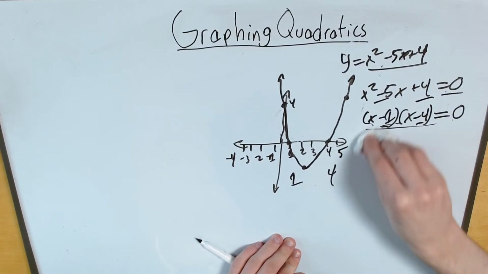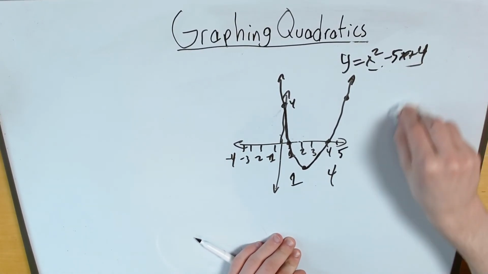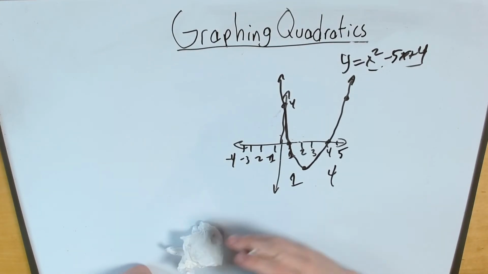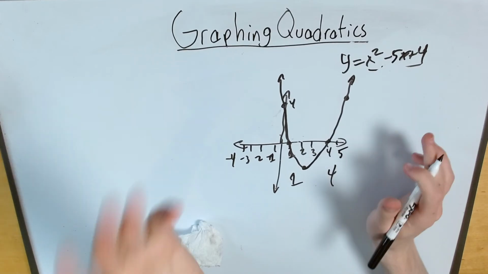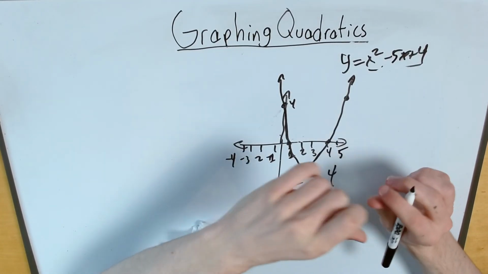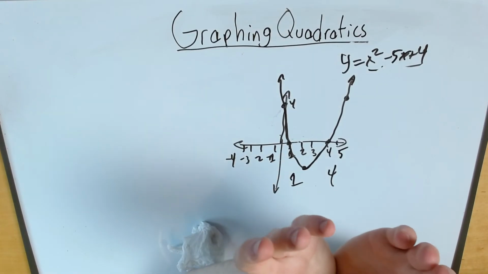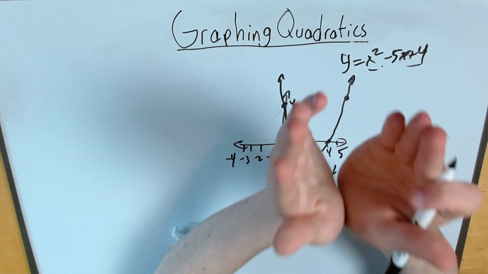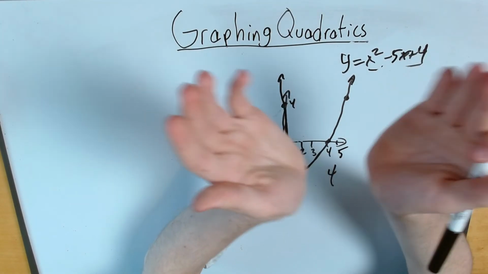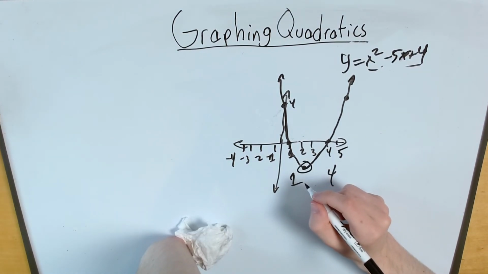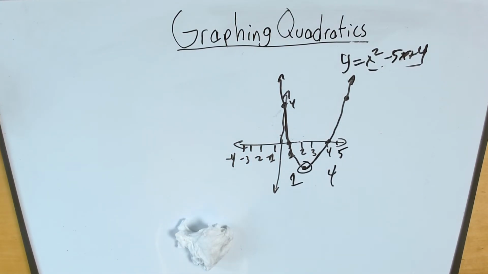Now, there's one other topic that I'd like to introduce for now. Just introduce, not go real deep into it. And that's called the vertex. Every parabola, which is of course the graph of a quadratic, has a vertex, or a point at which it comes to a cusp, so to speak, right? Where this curve meets at a single point. In this case, it's right here. What is that point? In this case, it's the lowest possible point.